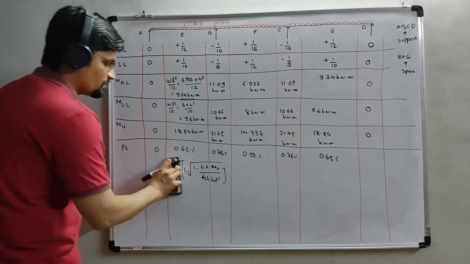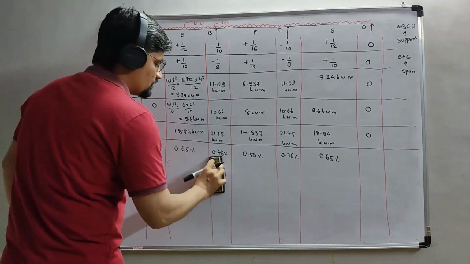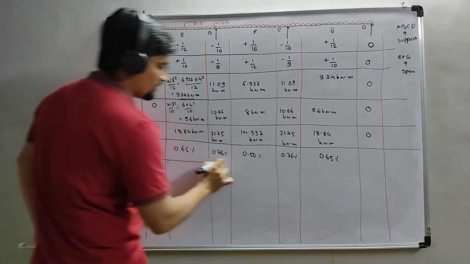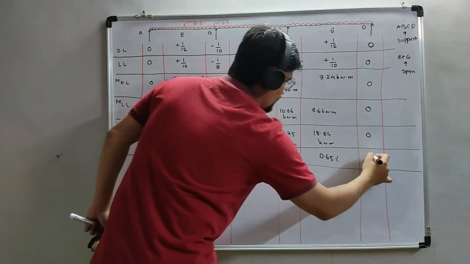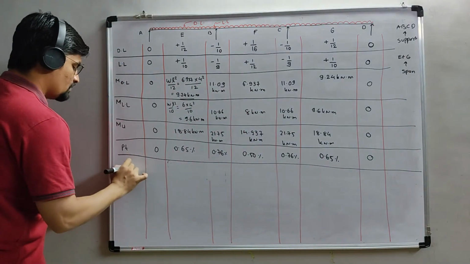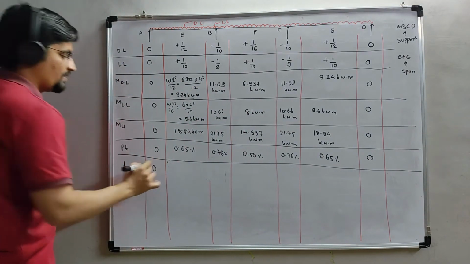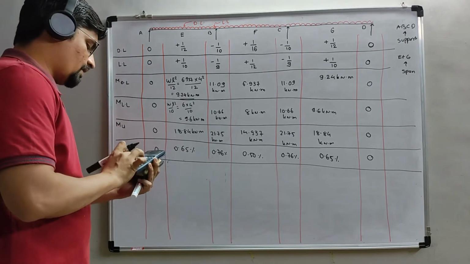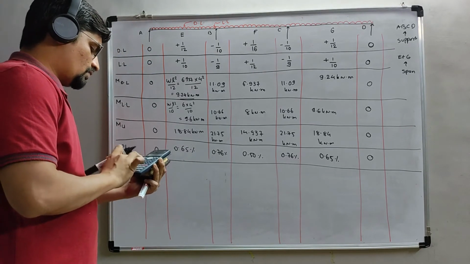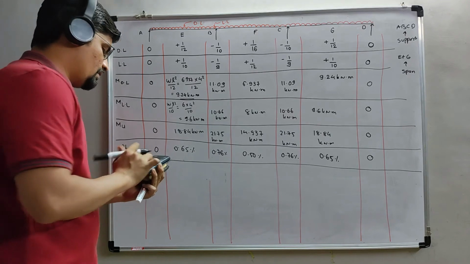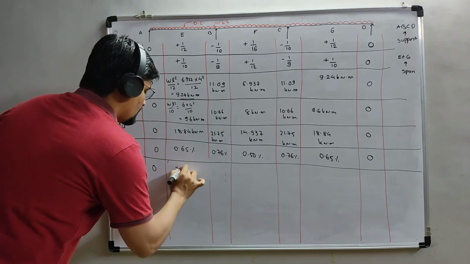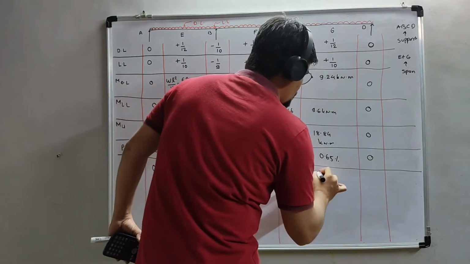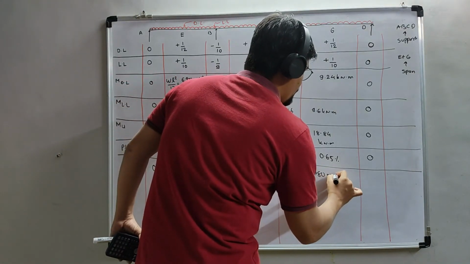Now calculate the AST. So our next step will be to calculate the AST. AST is nothing but PTBD upon 100. So let's take 0.65 into 1000 into 120 divided by 100. So this is 780 mm square. So here also it will be 780 mm square.